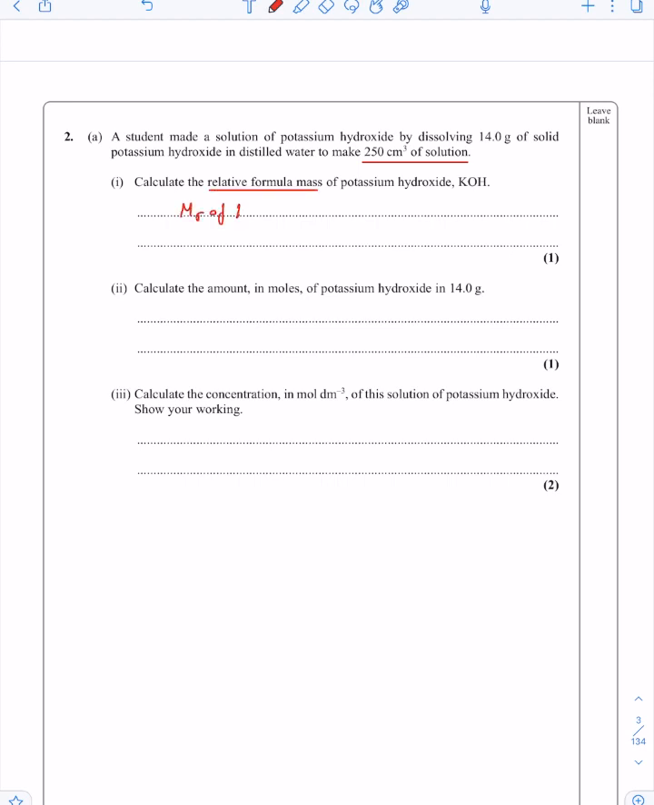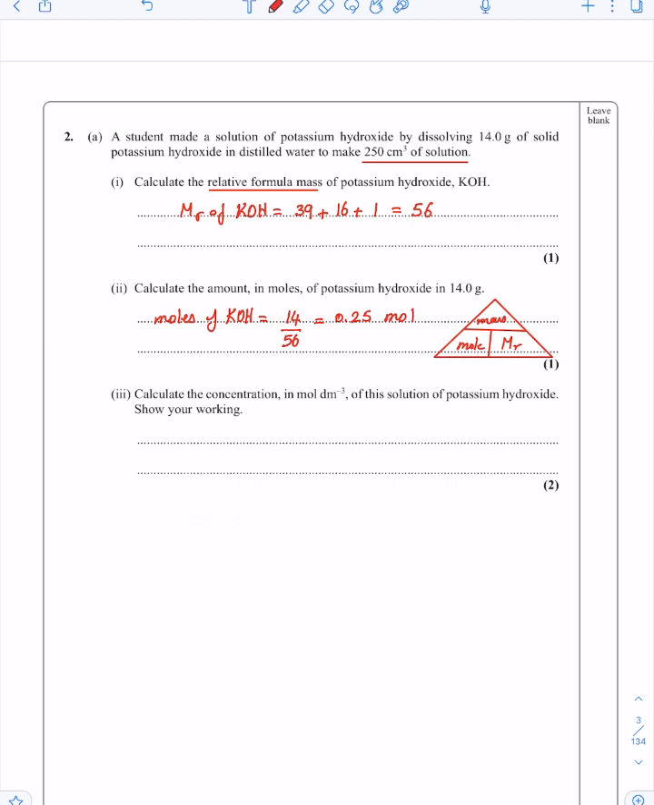يبقى MR of potassium hydroxide KOH is equal: البوتاسيوم هيبقى 39 والأكسجين 16 والهيدروجين 1. 39 plus 1 plus 16 تطلع 56. Calculate the amount in mole of potassium hydroxide in 14 gram. القانون بتاعنا اللي هو المولز is equal to mass over MR. يبقى المولز of potassium hydroxide is equal to mass which is 14 over MR which is 56 اللي احنا حاسبينها. يبقى دي quarter mole.